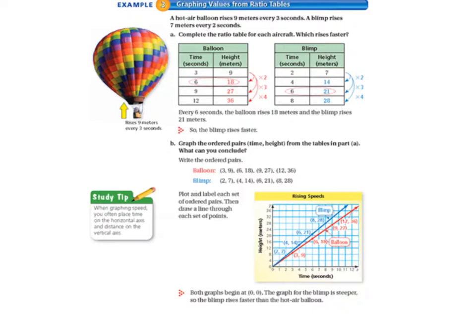Finally, example 3 has us graphing values from ratio tables. So a hot air balloon rises 9 meters every 3 seconds, but a blimp rises 7 meters every 2 seconds. So letter A, we're going to complete the ratio table for each aircraft and tell which rises faster.